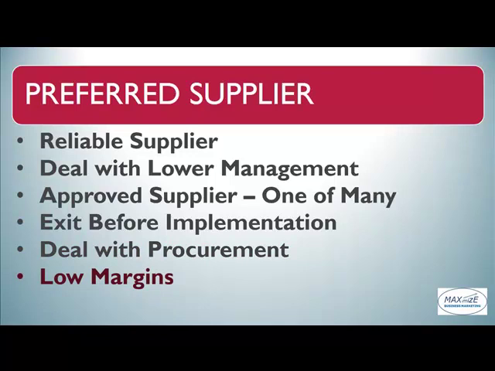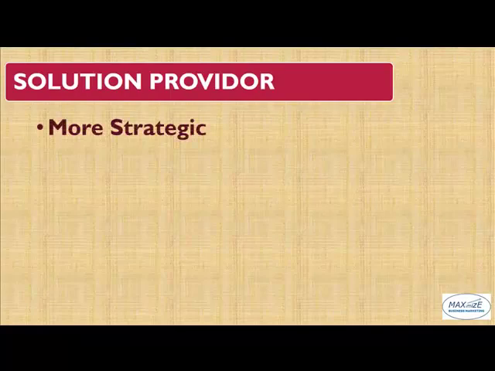So the difference between a vendor and a preferred supplier is that there's only 3 to 5 of you, say, whereas with a vendor there could be all kinds of you, and they send out RFPs, etc., to different companies.